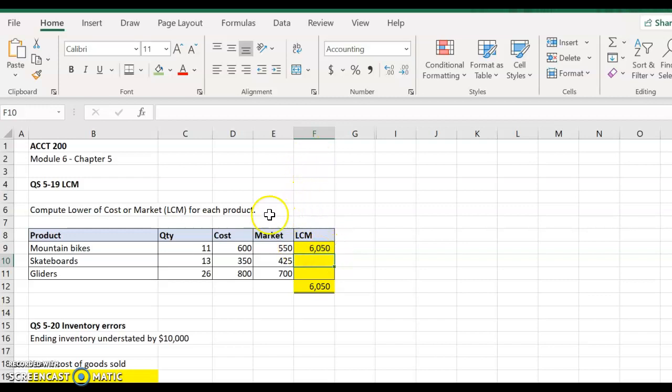Now you could do this with a total cost, a total market, and then come up with your lower of cost or market, which I believe is how I have you doing it in the homework. In this case, the skateboards, the cost number is the lowest. And in the final, the gliders are the lowest. So we just go through and pick out the lowest of the two, cost or market, and assign it to that inventory item.